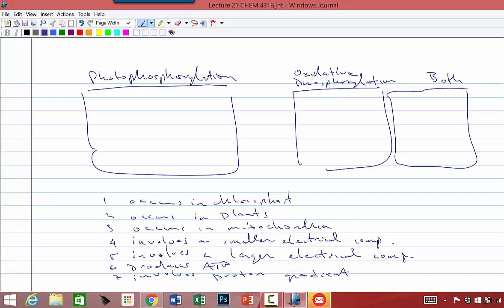Okay. So let's think about this. 1 occurs in chloroplasts. What do you guys think? Photophosphorylation, oxidative phosphorylation, or both photophosphorylation and oxidative phosphorylation? You guys did this, right? This is Sapling Learning? Okay, all right. What do you guys think?